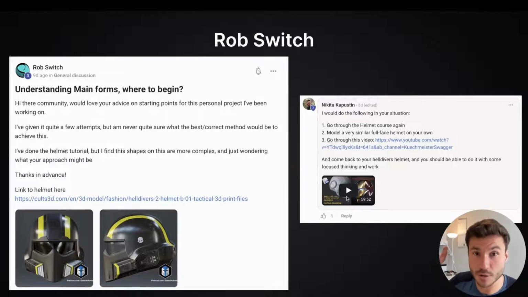Right? There are also a lot of people doing this. They just buy my courses to learn from more advanced stuff, but to understand what they are doing without explanation, they first need the explanation, which I'm delivering. And then come back to your helldriver's helmet, and you should be able to do it with some focused thinking and work. So again, I didn't tell him the solution. I want people to learn it for themselves.